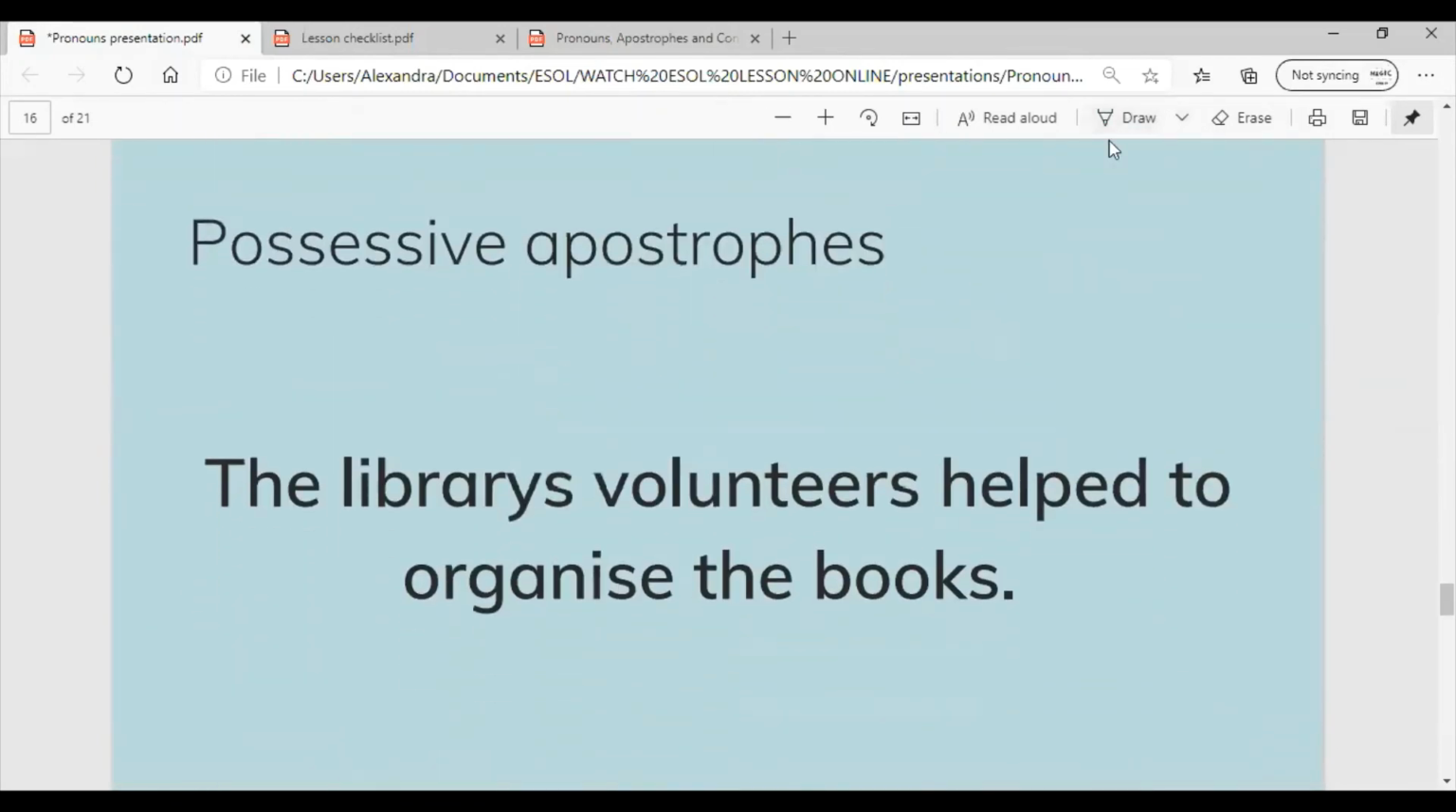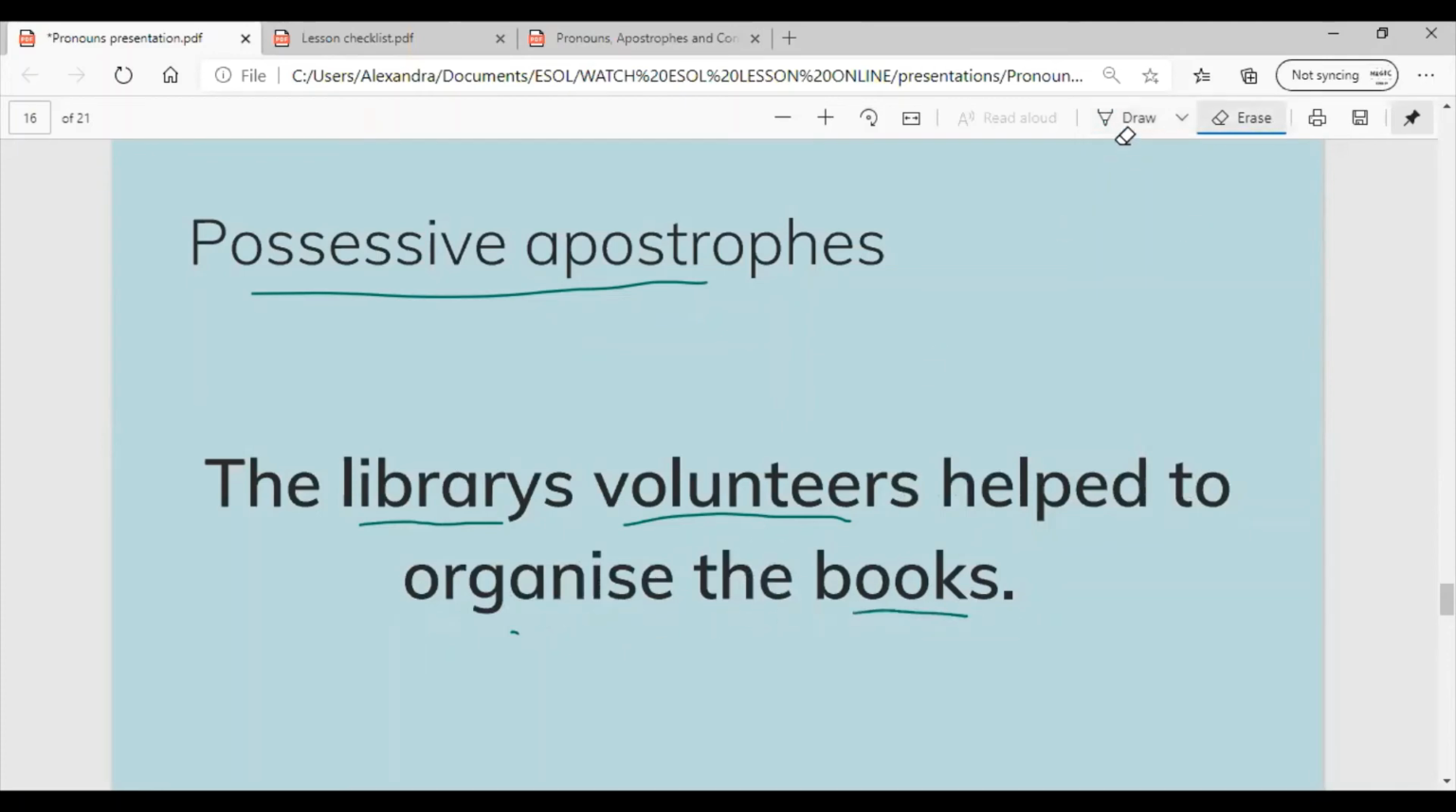Okay, so now these are the possessive apostrophes. So we've got an example sentence. I want to try and work out where we are going to put that apostrophe. So the library's volunteers helped to organise the books. Okay, so we're looking for our nouns. The library is a place. Volunteers is a noun. Helped is the verb. To is a conjunction. Organise is another verb. The is a determiner, and books are another noun.